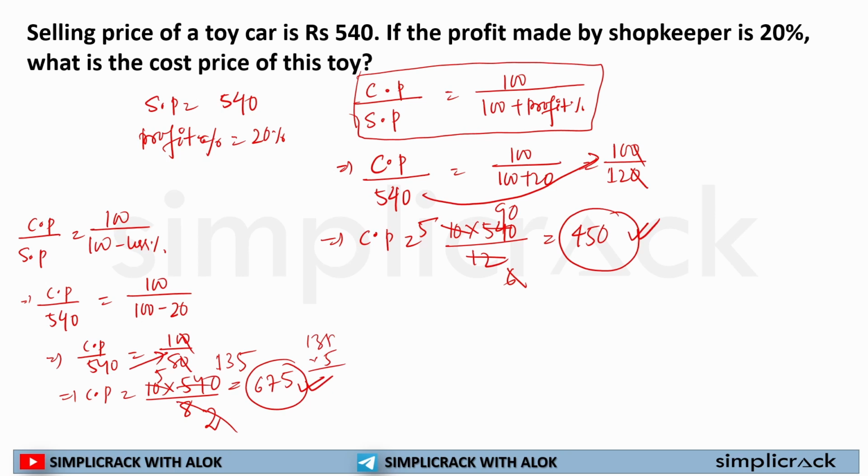You can solve it any way. So 675 is my cost price when the shopkeeper made a loss of 20% and sold it at 540. So I hope now you are understanding how you are calculating this whole thing.